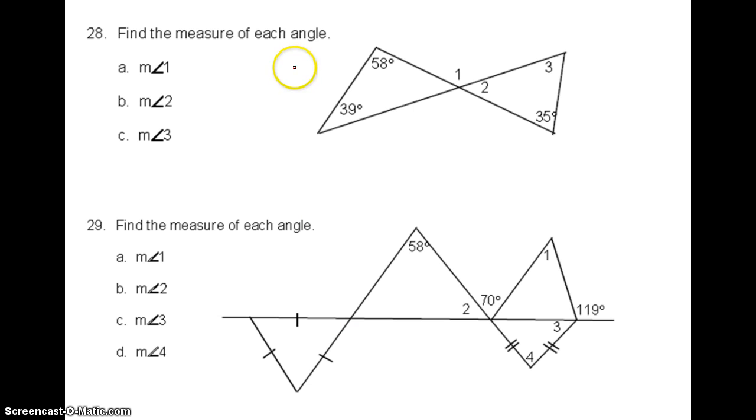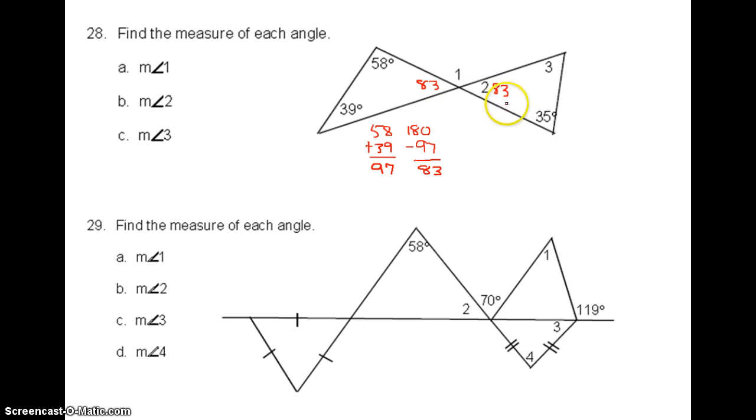Okay, 28 says find the measure of each angle. So 1, 2, and 3. Okay, let's just start here. The only place I really can start, I need to find this angle measure here. So let's do 58 plus 39 is 97. 180 minus 97 is 83. So this angle here is 83. This angle here would be 83.